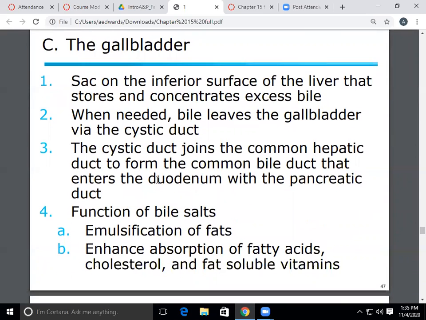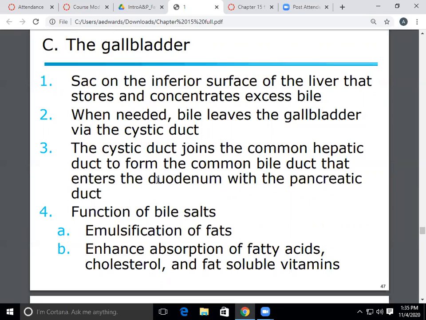All right, gallbladder. So it's a sac on the interior surface of your liver. And it's going to store and concentrate your excess bile. So when it's needed, your bile is going to leave your gallbladder via your cystic duct. Okay. And then your cystic duct is going to form or join your common hepatic duct. And those two are going to come together and form the common bile duct. And that common bile duct will enter your small intestine at the duodenum. Okay, and also connects there with the pancreatic duct.